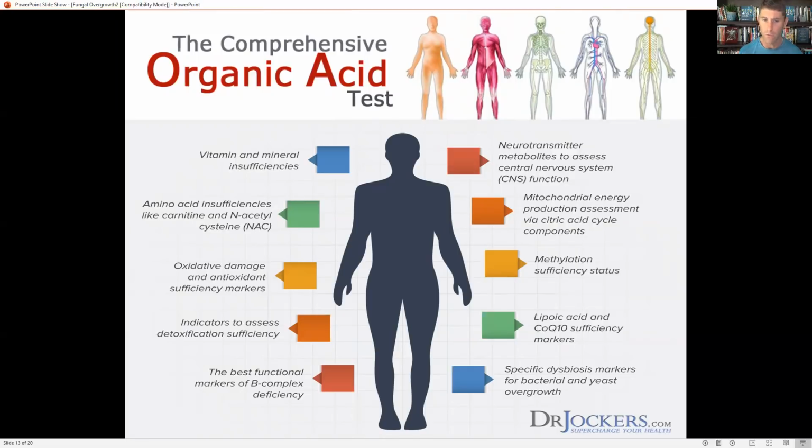Okay. And we like to use Great Plains. There's a few other companies that do it. Genova is another company. But this is going to look at dysbiosis markers for bacterial and yeast overgrowth, as well as a lot of other things like oxalate issues, B complex deficiencies, as well as amino acid issues, mitochondrial problems, methylation issues. So it's going to look at a lot of different things like that, and really great overall tests to look at your metabolism and also to look at what's happening in your system when it comes to bacterial and yeast overgrowth.